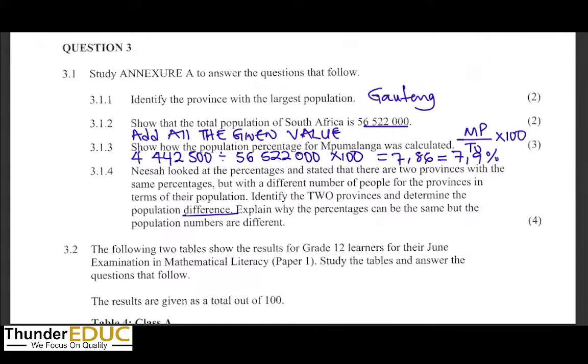So the provinces are Western Cape and Eastern Cape. The reason their numbers are not the same, but they have the same percentages, is because there is over rounding off.